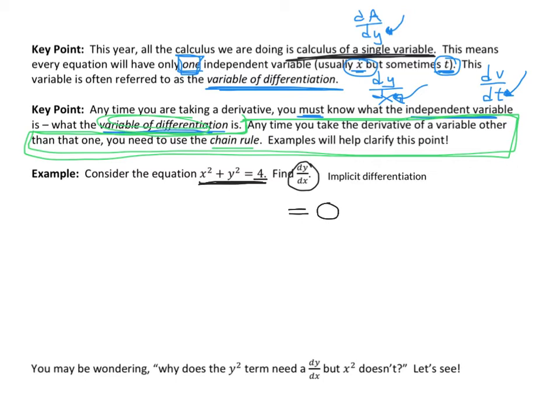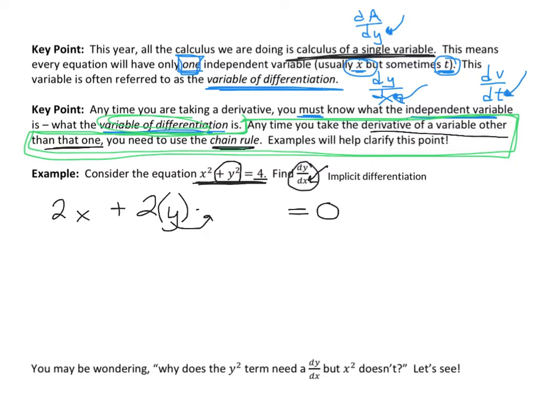Now let's look at the left-hand side. The derivative of x squared, what's the derivative of x squared? It's easy, right? The derivative of x squared with respect to x is just 2x. Now, the derivative of y squared. Well, that's something squared, so it'll be 2 times that something times the chain rule. Remember I said up here, anytime you take the derivative of a variable other than the variable of differentiation, you got to use the chain rule. So I'm going to do 2 times y, whatever y is, times the derivative of what was inside. Well, what was inside is y.